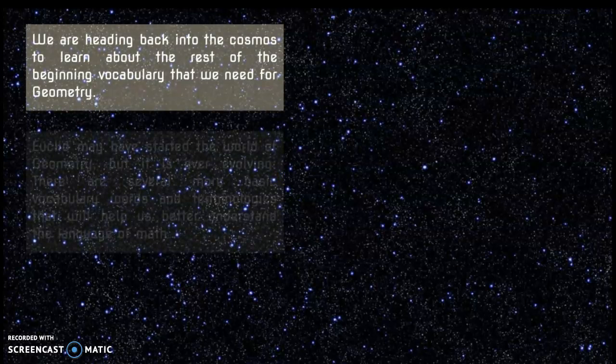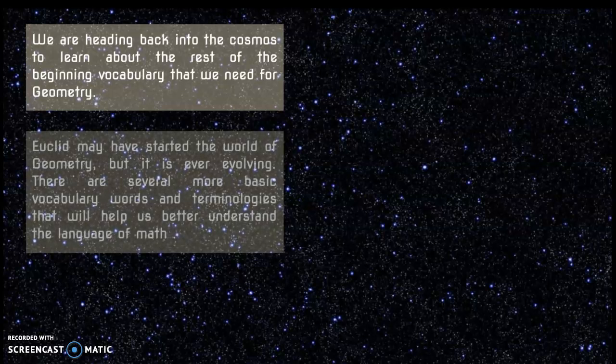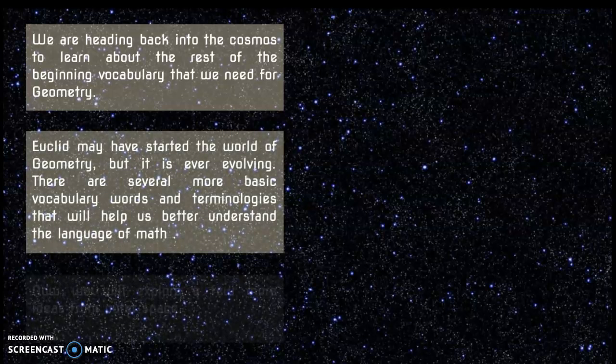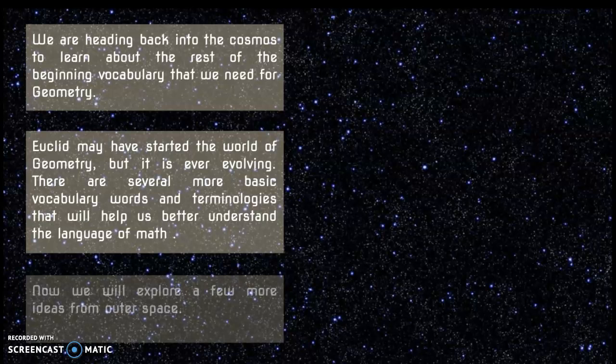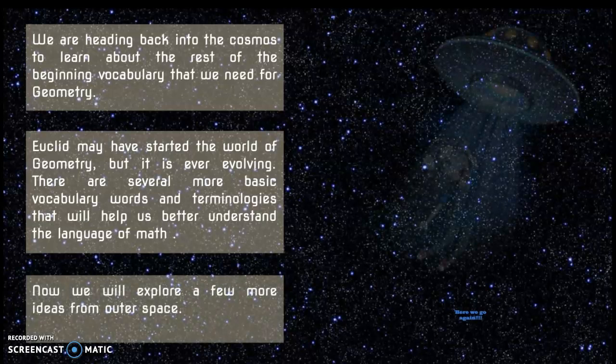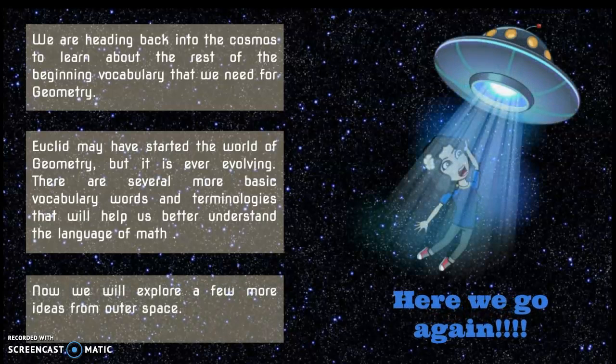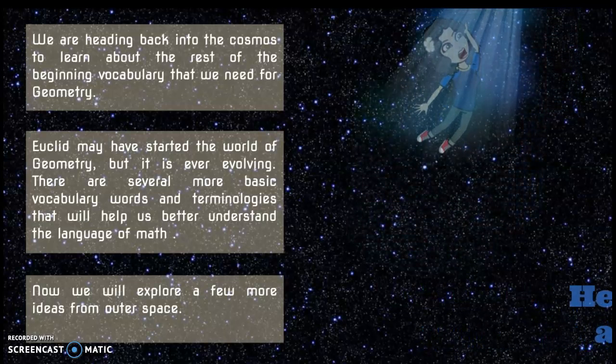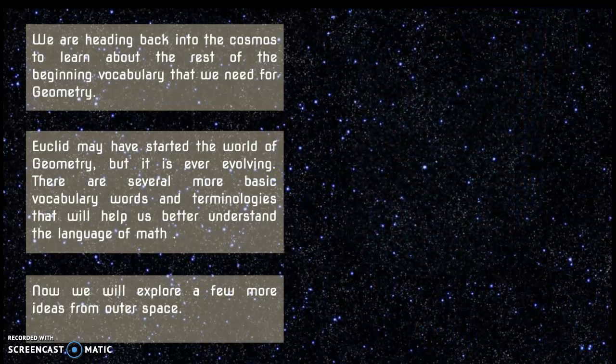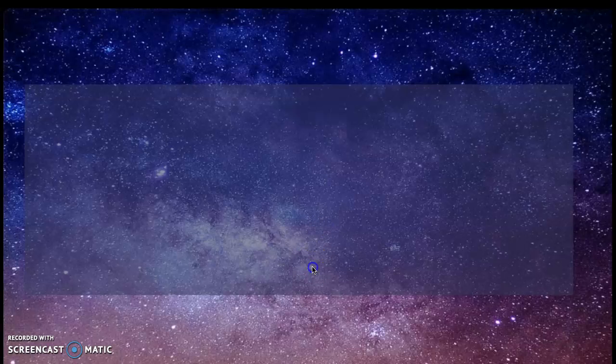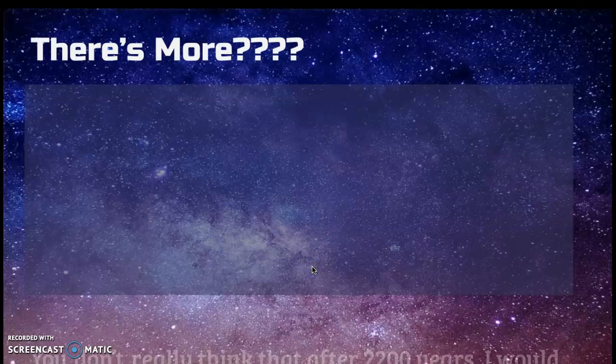Yes! All right, so we're headed back off into that wide world of outer space where there are all kinds of things. Remember, Euclid is our first dead dude. He started the world of geometry. But he's not the only one. There's all kinds more stuff out there. It's constantly changing, constantly evolving. And so we're going to talk about some more of these vocabulary words.